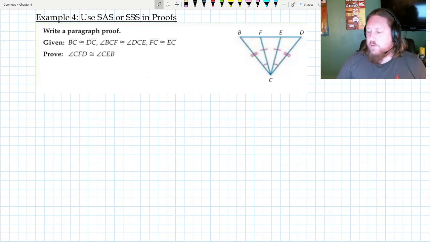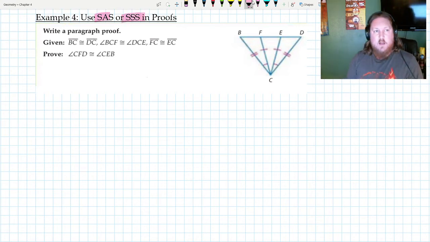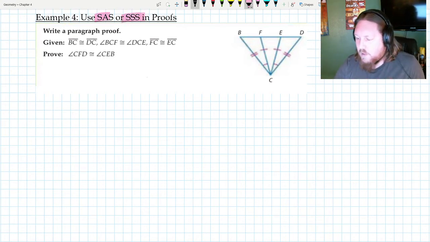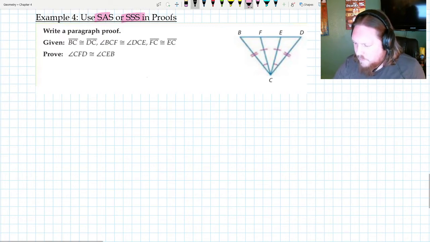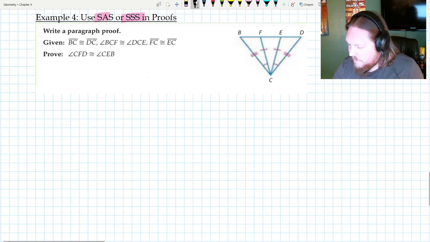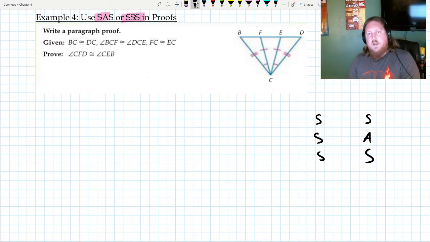Example 4. Here they're giving us the choice between side angle side or side side side. We have to choose, so I'm going to make little notes here. I've got side, side, side, and side angle side. I'm going to look through the information they give me and see which of these match up well.